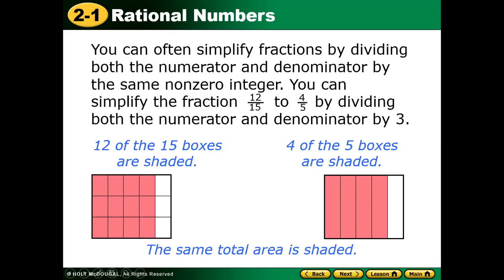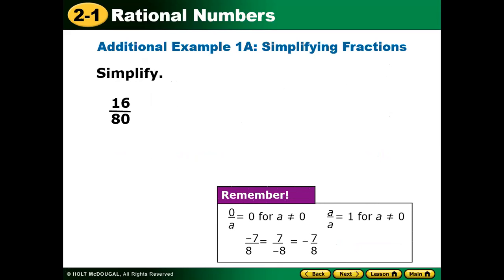So the total area is shaded. 12 over 15 equals 4 over 5. Now it's your turn, grade 7. Simplifying fractions. Simplify 16 over 80. Both of them, we can divide by how many? 16 over 80. Okay, divisible by 4.